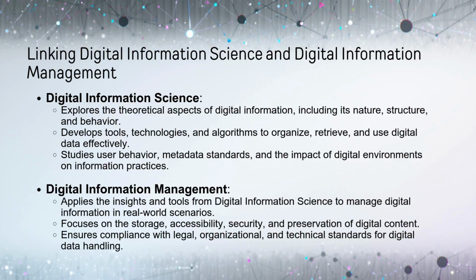Digital information science also develops tools, technologies, and algorithms to organize and retrieve digital data effectively. An example is how a library database uses metadata such as title, author, and subject to help users find books and articles quickly. In addition, this field studies user behavior in digital environments. For example, it examines how students search differently on mobile phones compared to laptops, or why users prefer simple search boxes instead of advanced search options.